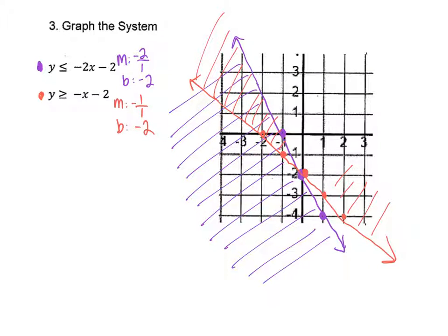Your answer to number 3 is this. Your solution to this system of inequalities only lies in this triangular area. The ordered pairs inside that triangular area are the ordered pairs that you could plug into both equations and it would work. Your math would be, yes, the left side and the right side. How are you doing on this?